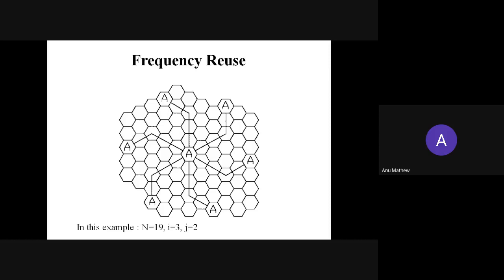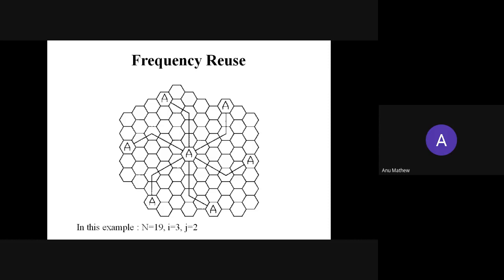Here J is equal to 2, and so I am moving 2 cells. Now I will get A again here. So this is one nearest cochannel cell of A. Then the same procedure we'll see here also.